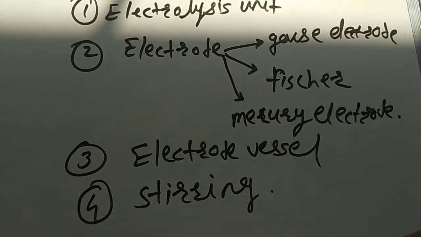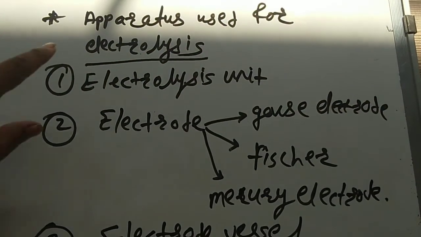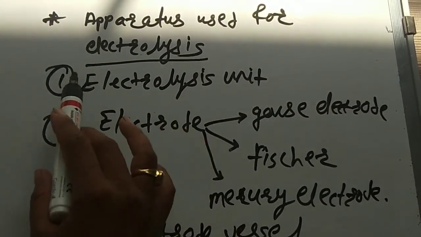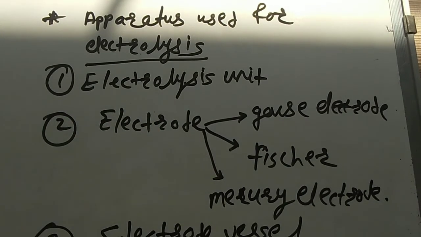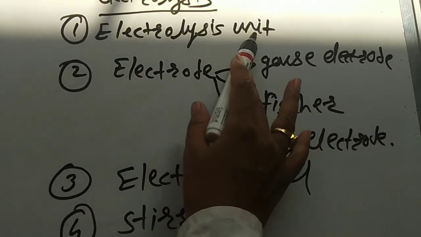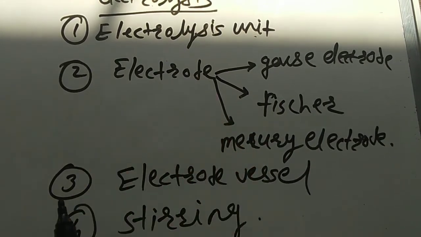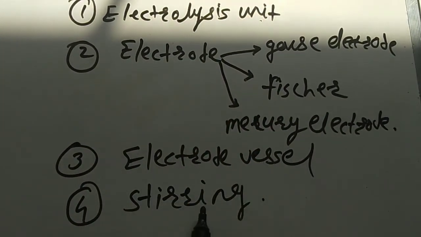So for the preparation of the electrolysis cell, we had studied there are 4 types of apparatus used. First one is the electrolysis unit, second one is the electrode, third one is the electrode vessel, and fourth one is the stirrer. So you all are clear with this particular assembly. Next we study in this particular topic the use and care of electrode, how we can take the use and care of electrode. For that purpose we can use different types of solution for cleaning of the electrode.